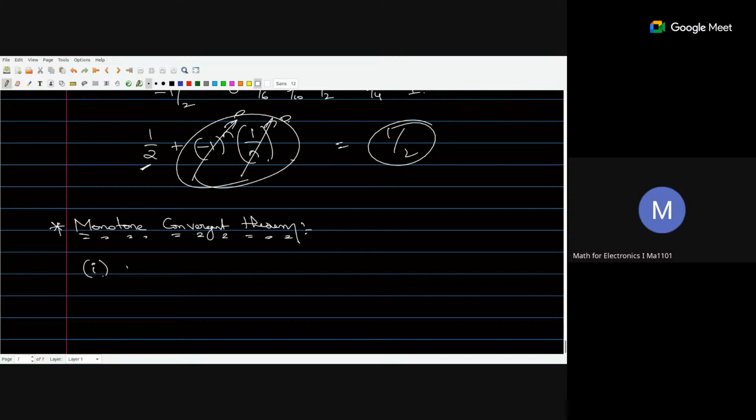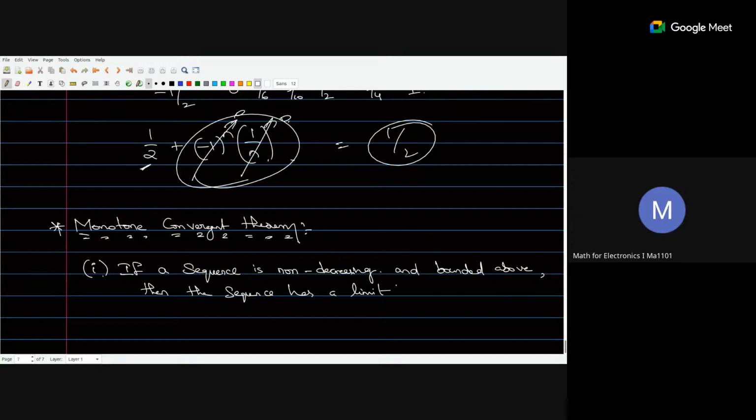One statement says, if a sequence is non-decreasing and bounded above, then the sequence has a limit. This is one statement. The other statement is the vice versa, not exactly the vice versa.